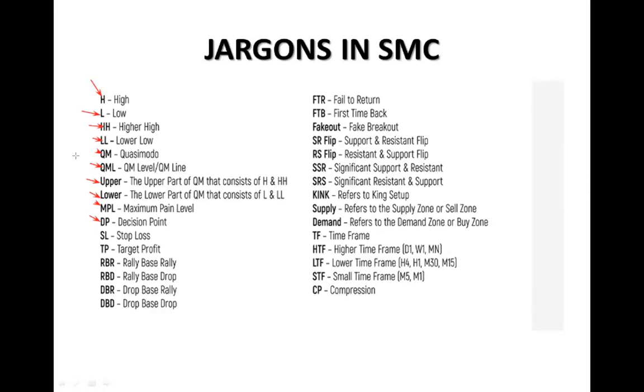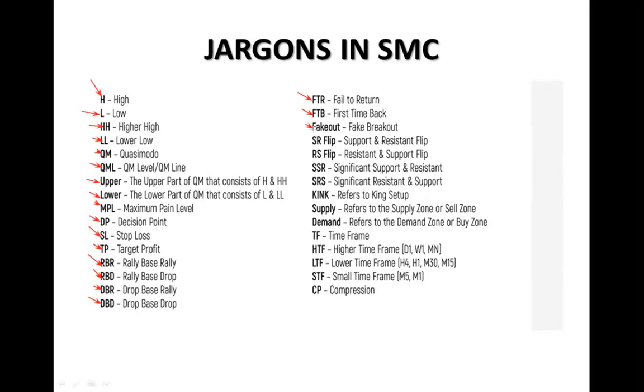Also, when we see something we call SL, it means stop loss. TP means take profits. RBR, rally based rally. RBD, rally based drop. DBR, drop based rally. DBD, drop based drop. FTR, fail to return. FTB, first time back.